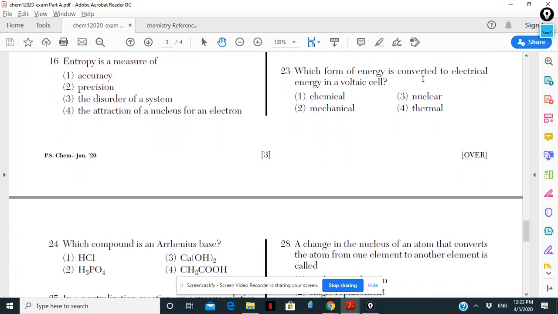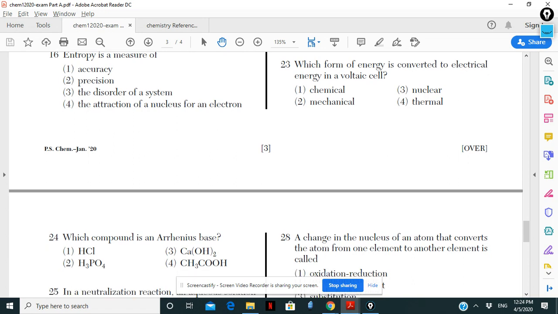Now, which form of energy is converted to electrical energy in a voltaic cell? Voltaic cell, and we study it in chemistry. So common sense says it's going to be chemical reaction. I don't talk about nuclear, mechanical, or thermal. I have a chemical reaction, transfer of electrons, that's going to give me electric current.